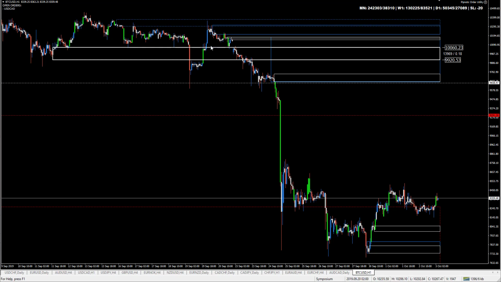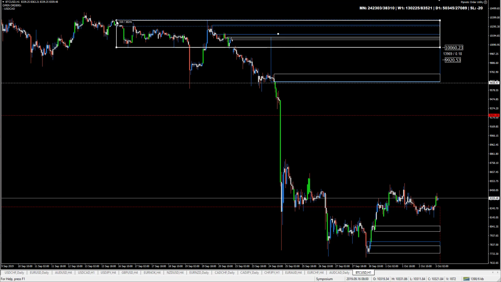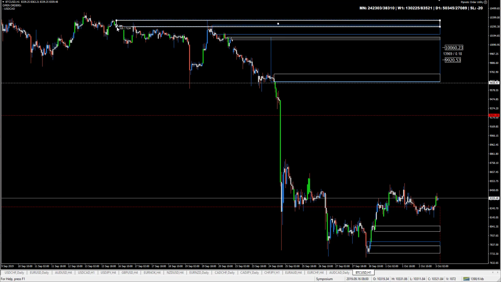Where's the slingshot that went back? There's no slingshot here. We have the slingshot here, which has been tested once, twice. Now price is drifting lower. See, this is a tough call. When you have this, you can't really see what to do.